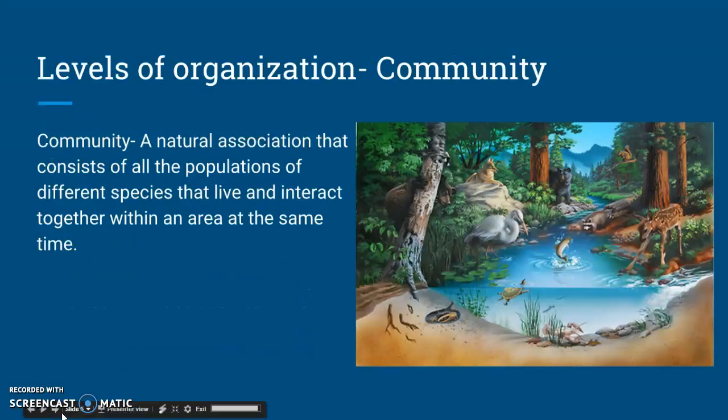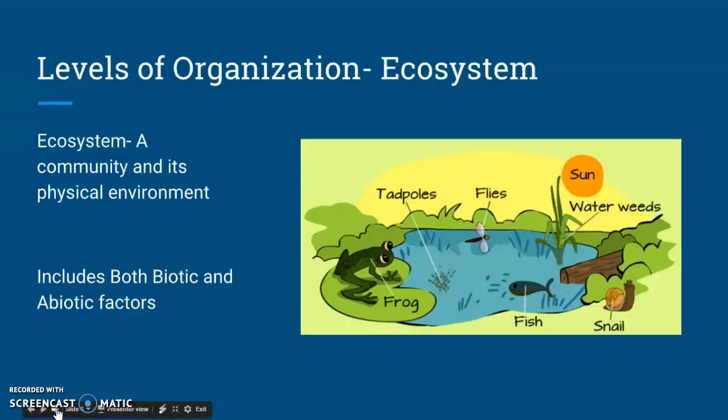So levels of organization, the next one is community. A community is a natural association that consists of all the populations of different species that live and interact together within an area at the same time. So we're still talking about populations, we're just talking about multiple populations. The next one we're going to look at is an ecosystem.